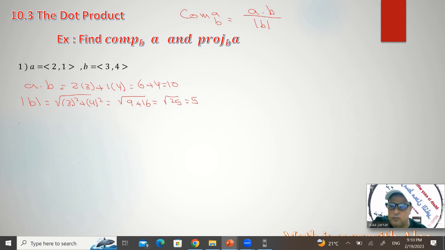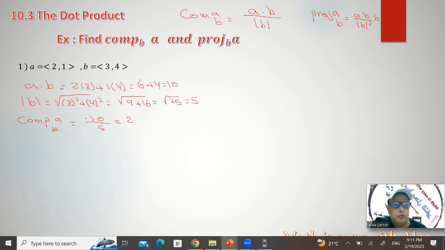Now the component of A along B equals A dot B over the magnitude of B, which is 10 over 5, so it will be 2. But the projection of A onto B equals A dot B over the magnitude of B squared times vector B.